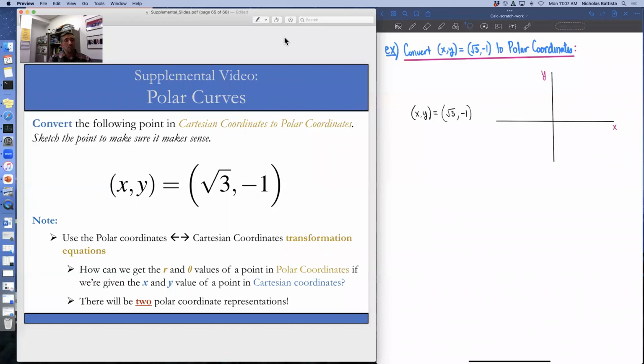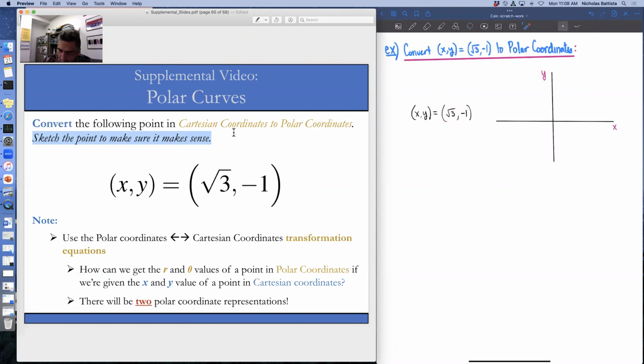In this video, we're starting off with a point in Cartesian coordinates, and we want to convert that point into polar coordinates. We're also going to make a sketch of the point right from the start so we know if the points that we find at the end of the day are in the right quadrant and match with the original point.